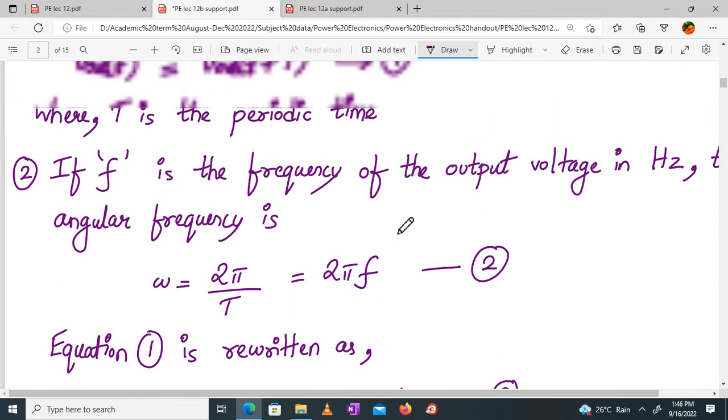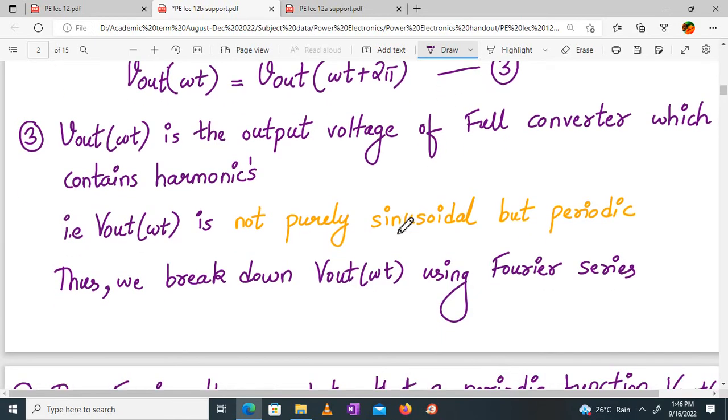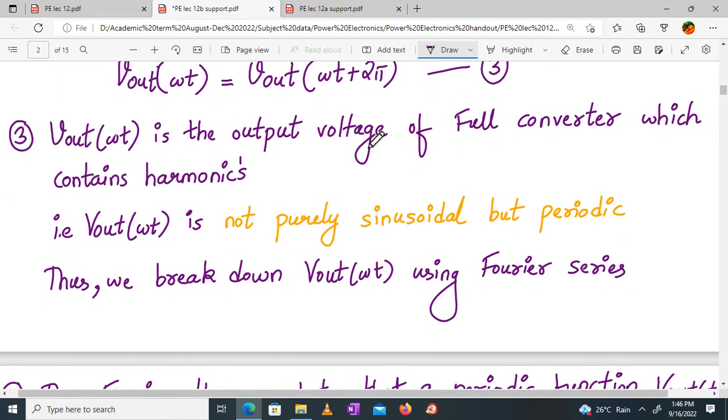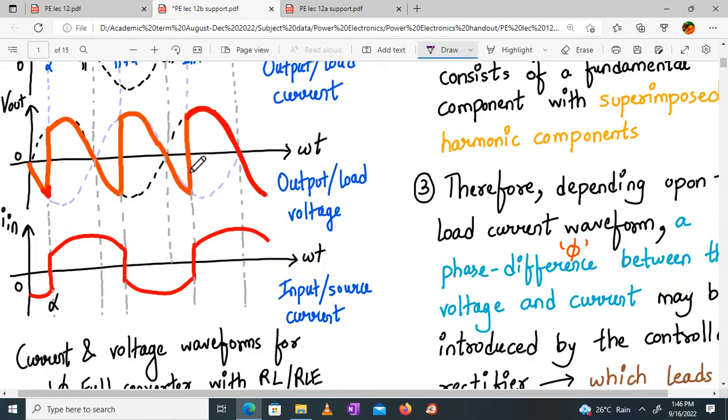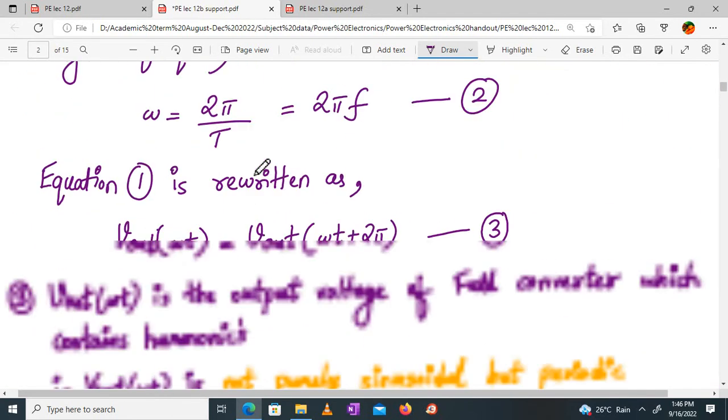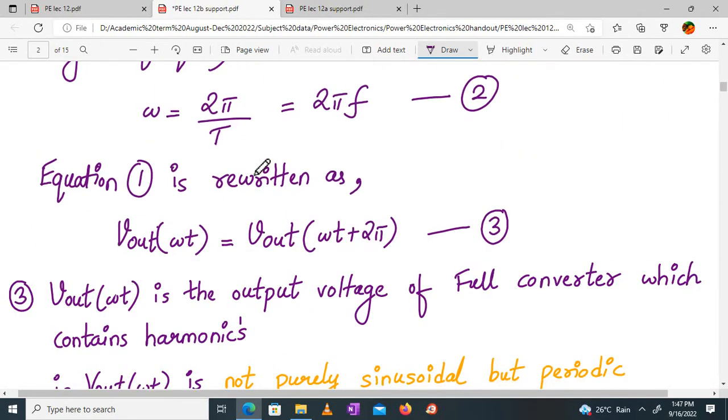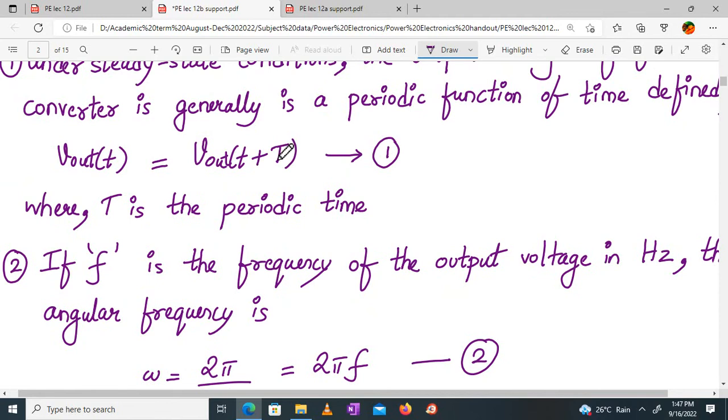इतना clear है? Okay. Now, output V out of omega t is the output voltage of a full converter which contains harmonics. It's not purely sinusoidal but periodic. कैसे? ये देखो. It's not sinusoidal but it's periodic ना? ये periodic है ना? It's repeating itself, right? Sinusoidal नहीं है but periodic है. किधर? T है ना? T is 2 pi.